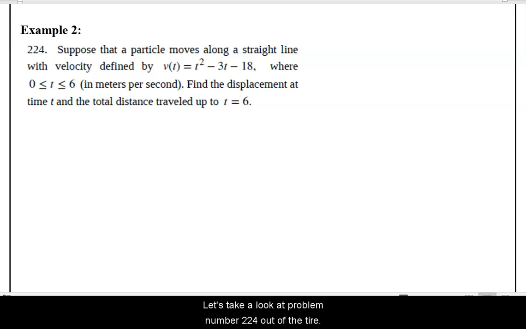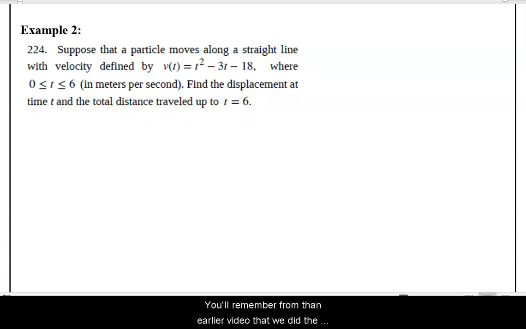Let's take a look at problem number 224 out of the textbook. It reads, suppose that a particle moves along a straight line with velocity defined by the equation v of t equals t squared minus 3t minus 18, where time is between 0 and 6, in meters per second for velocity, but time is in seconds. Find the displacement at time t and the total distance traveled up to t equals 6.